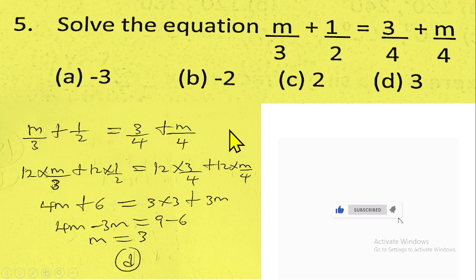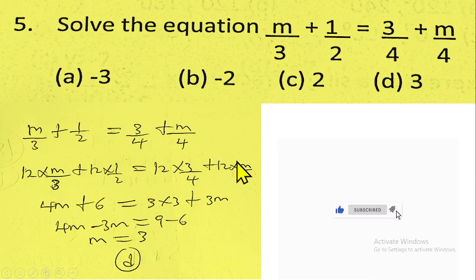So you multiply this by 12, this by 12, and that's what you are having here. So 3 in 12 gives us 4, 4 times m gives us 4m. 2 in 12 is 6 times 1, 6. Equals 4 in 12 is 3 times 3, 9. Then 4 in 12 is 3 times m, it gives us 3m. Then you can collect like terms. You have 4m minus 3m equals 9 minus 6. 4m minus 3m gives us m equals 3. So that means our m is 3. And option D is the correct option for question number 5.